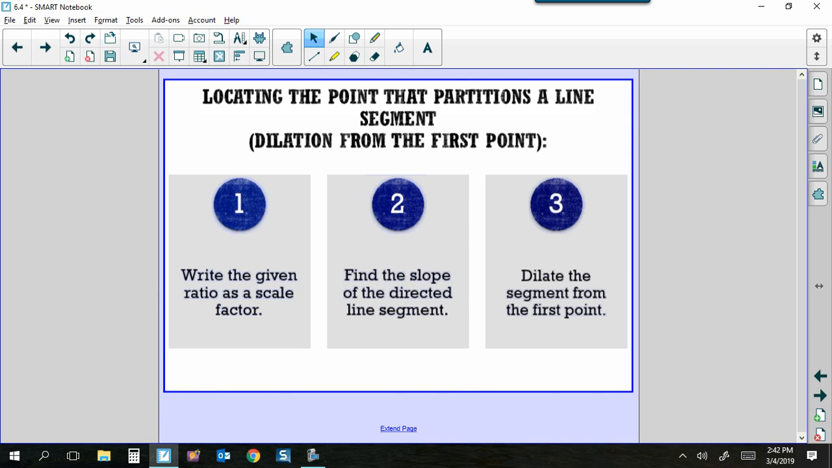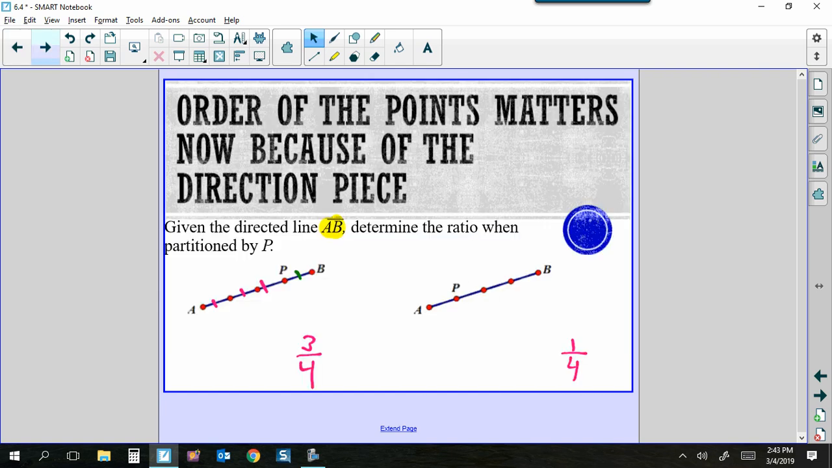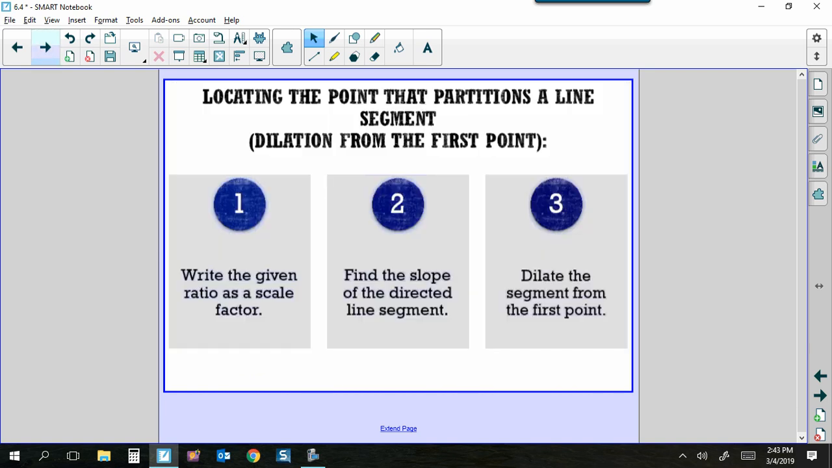The first thing that you're going to need to do is write the given ratio as a scale factor. So that step goes back to what we did back here. We were able to see that this was a 3 to 1 ratio, which was a scale factor of 3/4. Over here we had that 1 to 3 ratio, which was 1/4 of the total. So we would go ahead and do the same thing. Given a ratio, we would convert it into a scale factor form.